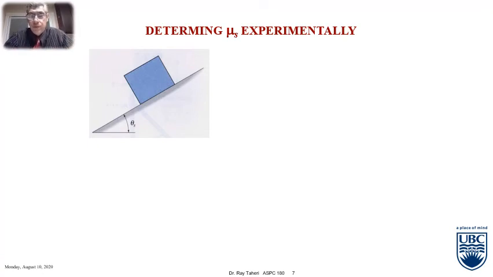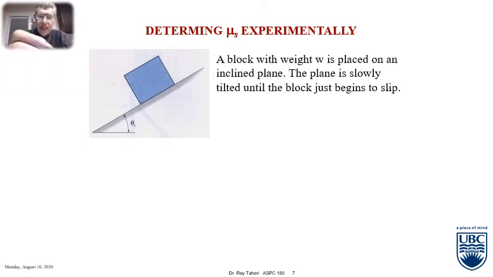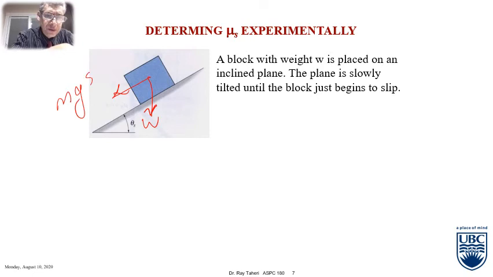So let's do a simple experiment here and try to calculate mu s, which is the mu of the static. Often they do this using a slope. In a sense, we are measuring the mu between two surfaces, the surface of the slope and the block. If you change the block to a different material or change the surface of the slope, this mu s will change. So simply, you have the block. It has the weight W going down here. And this is W sine theta, call it theta, and this one is W cosine theta.